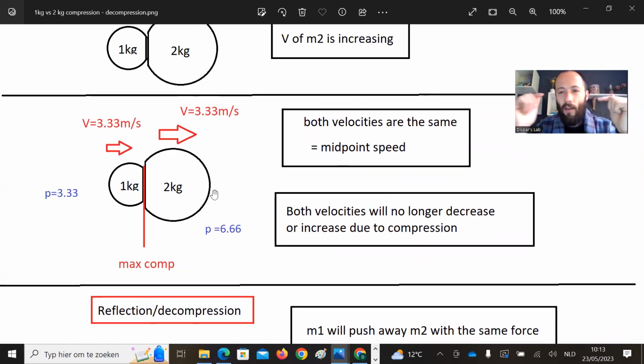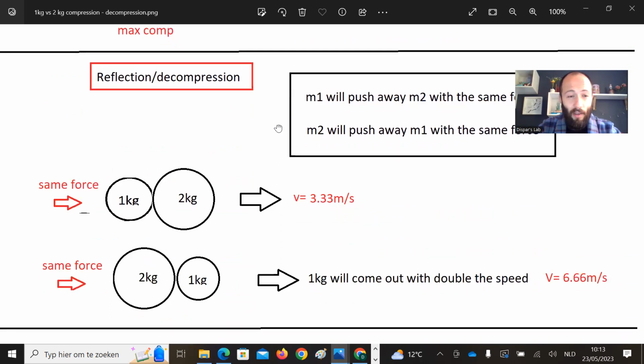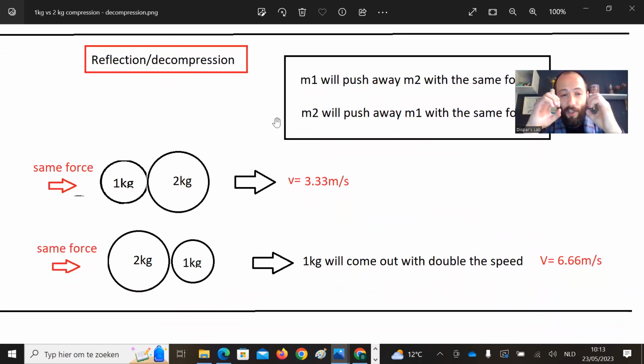So it's like when it decompresses, when it reflects, we have the 1 kilogram and the 2 kilogram pushing themselves away from each other. So you can see it in this way. The 1 kilogram is pushing. So we are in a vacuum. We are in space. There's no gravity. There is no friction. There's no anything. The 1 kilogram is pushing into the 2 kilogram with the same force as the 2 kilogram is pushing into the 1 kilogram. So what will happen?